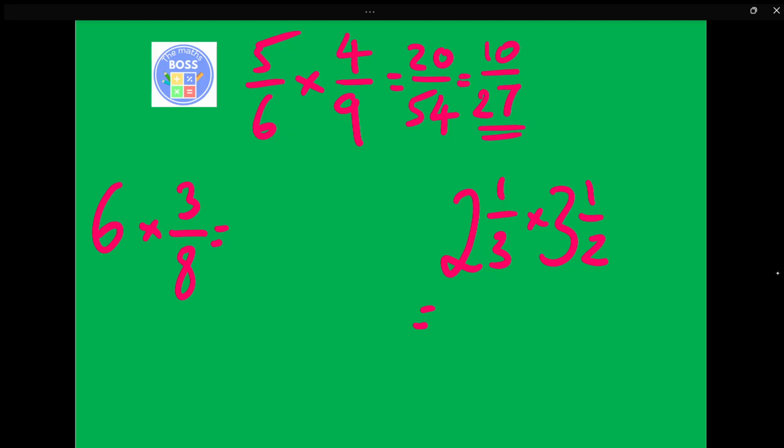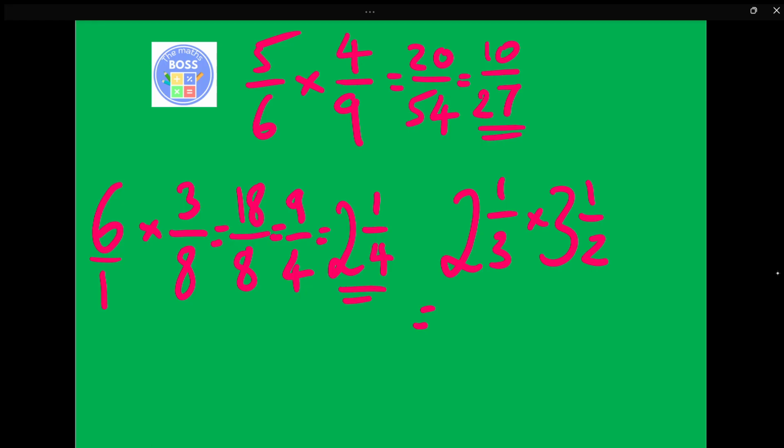Next one, again we have an integer times by a fraction. So this is written as 6 over 1. 6 times 3 is 18. 1 times 8 is 8. We can simplify it first before we change it. So it becomes 9 over 4. And this can be changed into a mixed number. How many 4s go into 9? So it's 2 whole ones and 1/4.